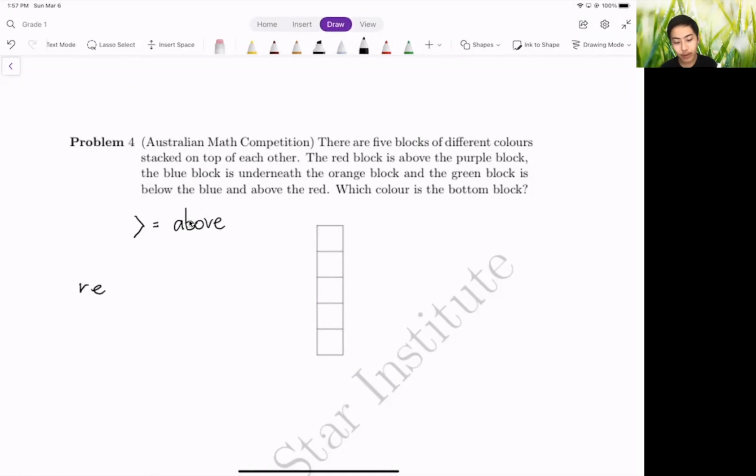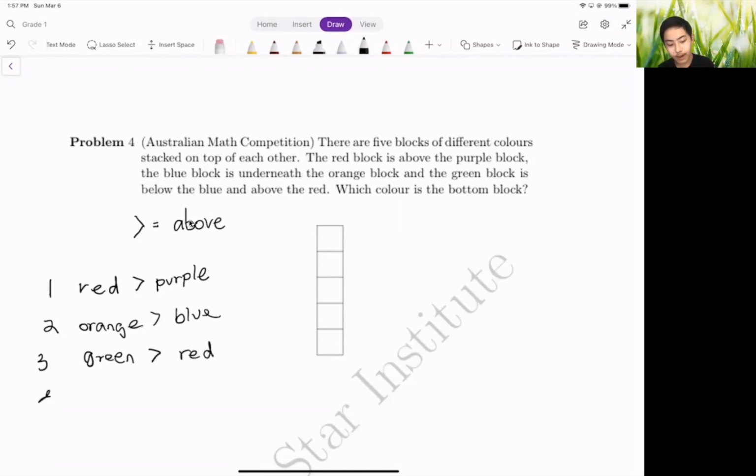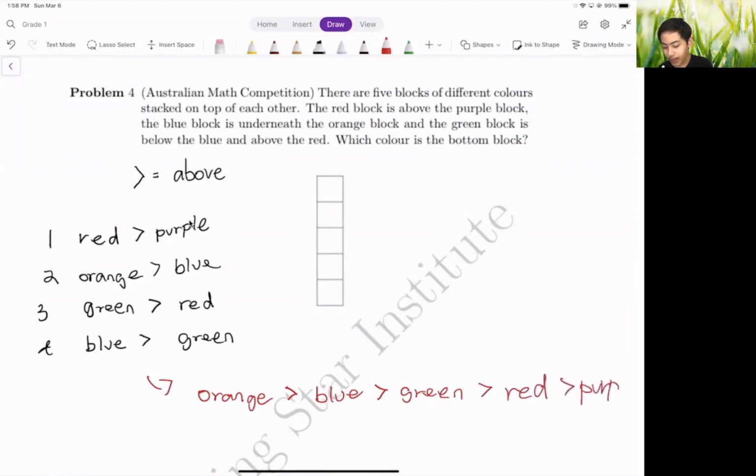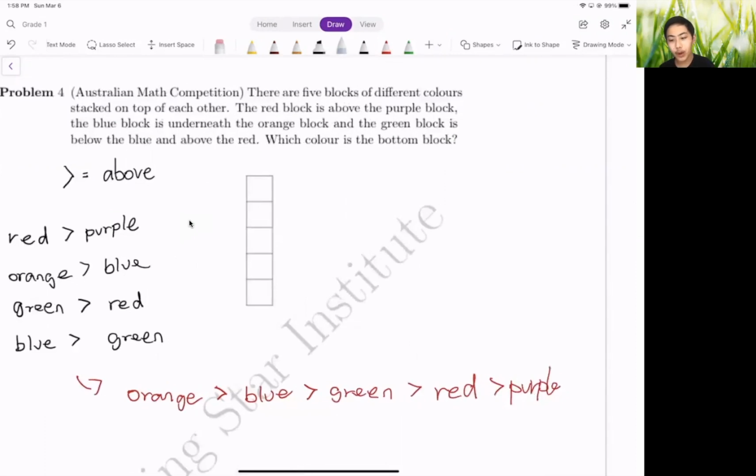So first we have that red is above purple, orange is above blue, green is above red, and finally blue is above green. So after you match all of these up and play around with them, you should get the following sequence. Orange is the top color, which is higher than blue, and blue is above green, and then green is above red, and finally red is above purple. And from here, we can see that purple is the lowest color, so the answer is purple.